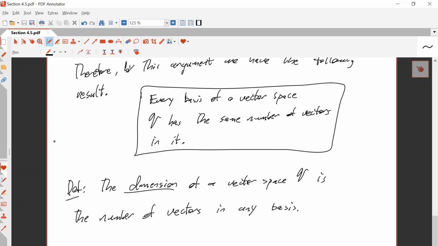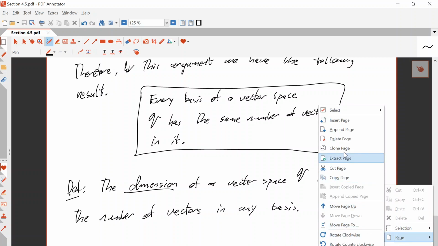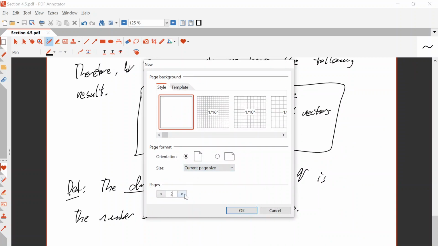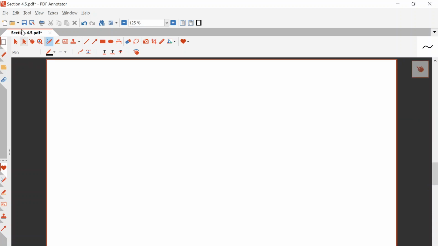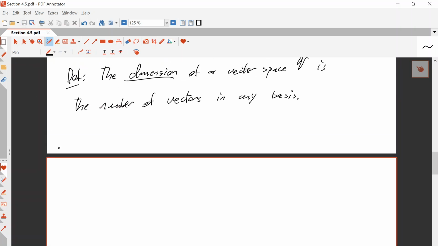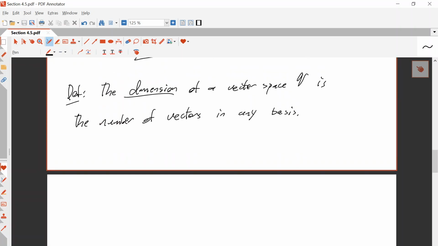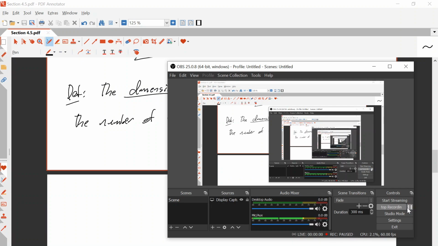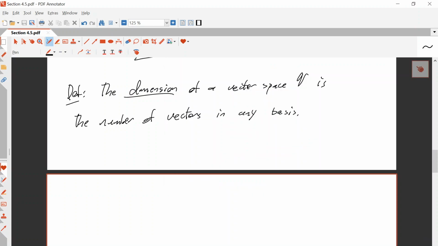Now, this can be infinite. I mean, you might have a vector space in which the number of vectors for a basis must be infinite. That opens up a lot of other complications that we don't really want to deal with in this course. So all of the vector spaces that we look at really have finite dimensions, bases of finite size. The dimension of a vector space V is the number of vectors in any basis.